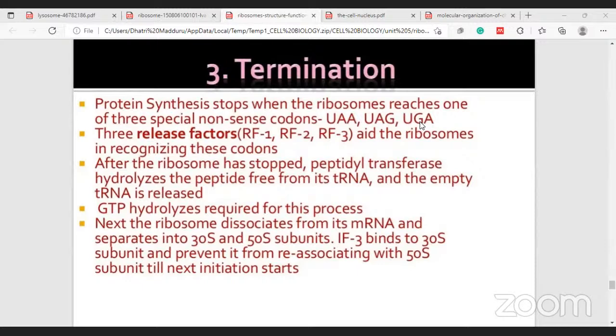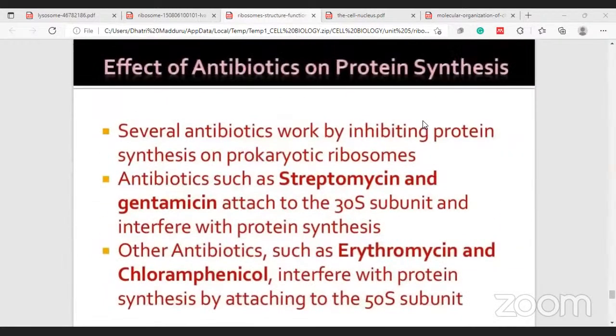So after the ribosome has stopped, peptidyl transferase hydrolyzes the peptide free from its tRNA, and the empty tRNA is released. And GTP hydrolysis is utilized in this process. And next, the ribosomes dissociate, that 50S and 30S will separate. And initiation factor 3 binds to the 30S subunit and prevents reassociation. Okay, only when the next translation comes, again it will start.